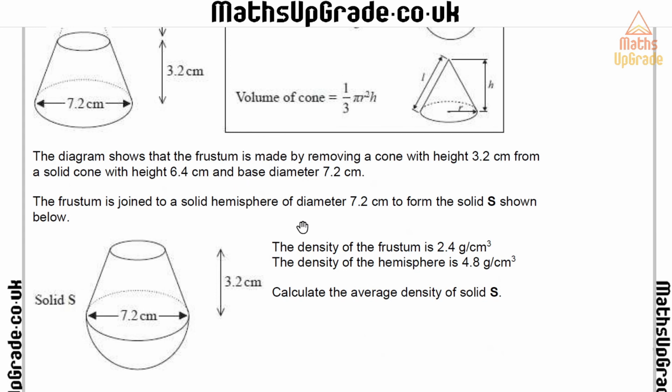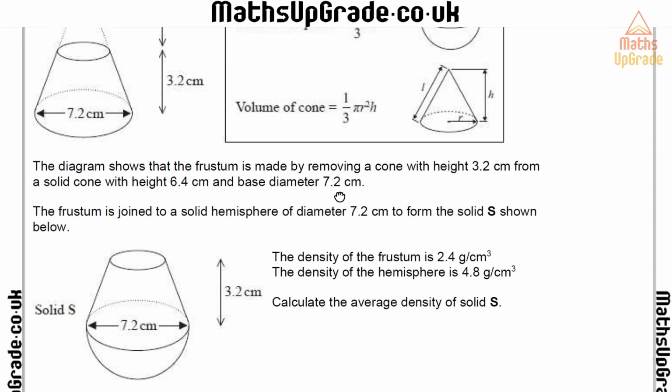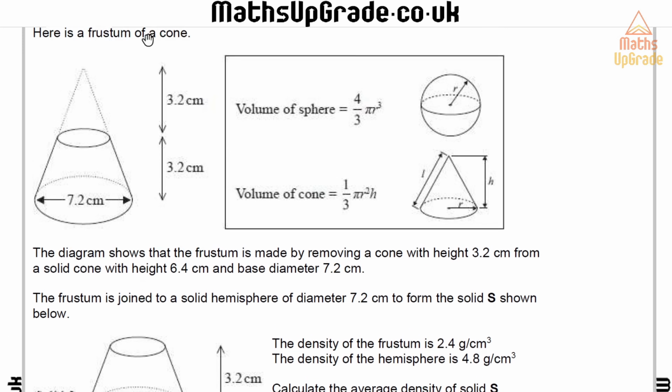The density of the frustum is 2.4. The density of the hemisphere is 4.8. Calculate the average density of solid S. So I'm going to do this question. I'm going to find the volume of the hemisphere, the volume of the frustum, the mass of the hemisphere, the mass of the frustum, and then find the average density using the total mass and the total volume. Let's work that through now.